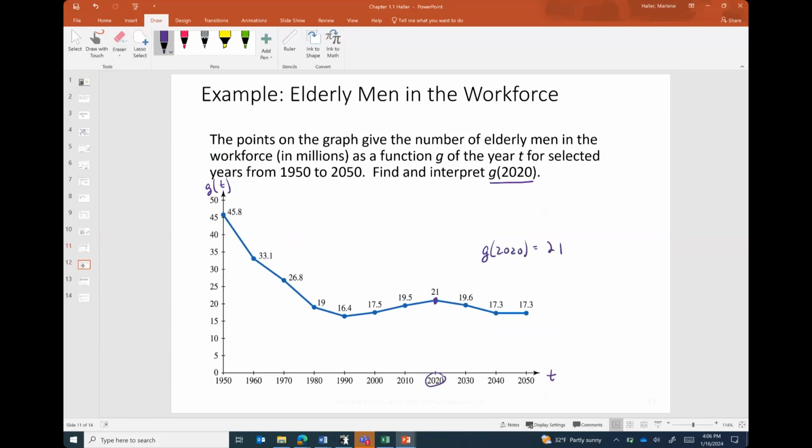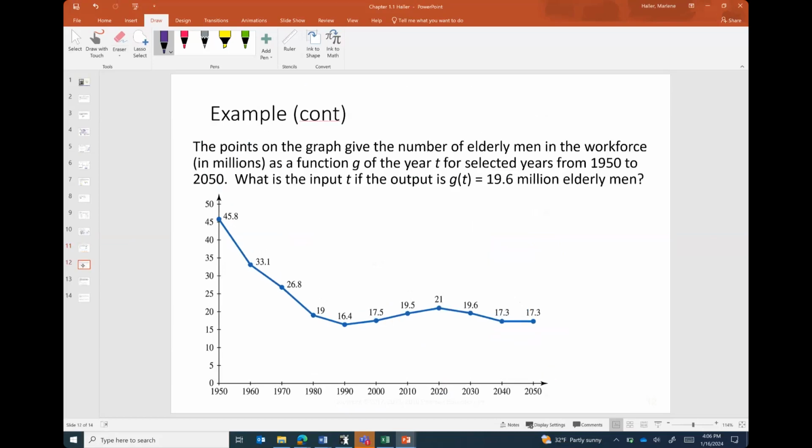Now with this same data, say we want to find which inputs, which independent variables, or which values of the domain T result in an output of 19.6 million, or give us G of T equal to 19.6. Remember, our vertical is G of T and our horizontal is T. Well, we need to find where G of T is 19.6. Here we can see that G of T is 19.6 in the year 2030, right? So that's true. It's in the year 2030.